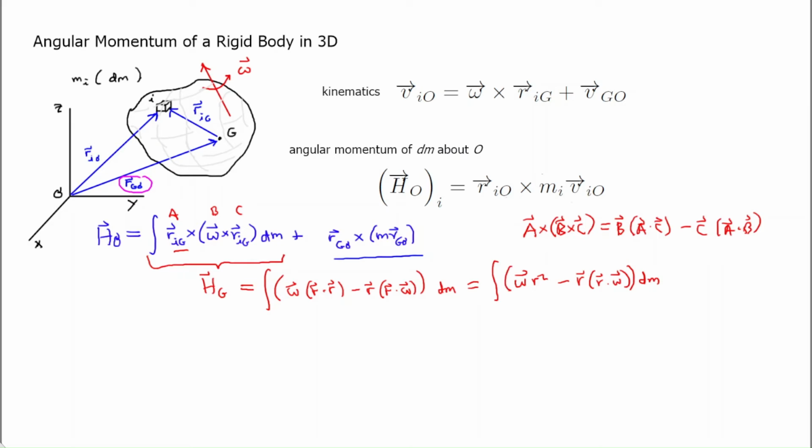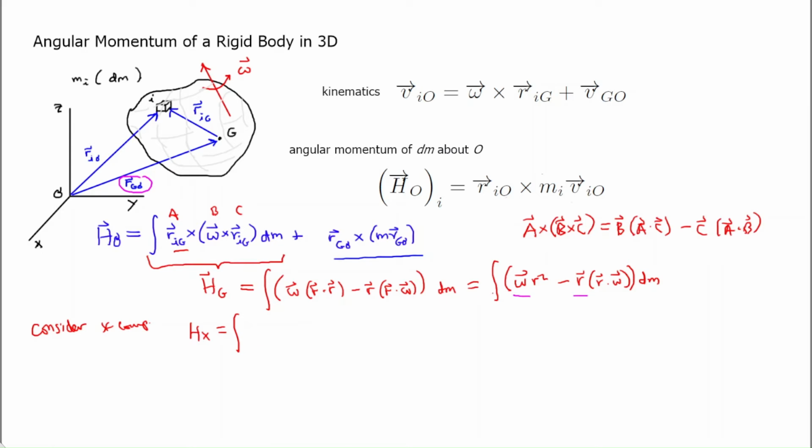Now, this is a vector. The left-hand side is the vector H. On the right-hand side, there are two things that have vector properties, omega and R. So probably the best way to continue here is just to focus on one component. Let's consider the x component. I'll write that as H sub x, with the subscript G implied.